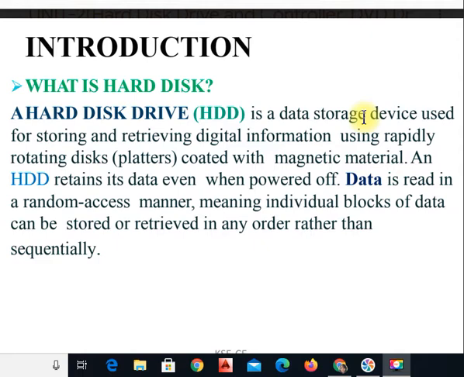That data is read in a random access manner, meaning individual blocks of data can be stored or retrieved in any order rather than sequentially.